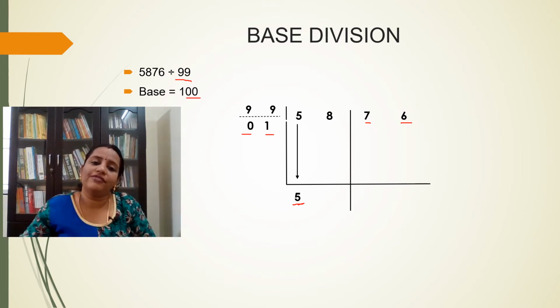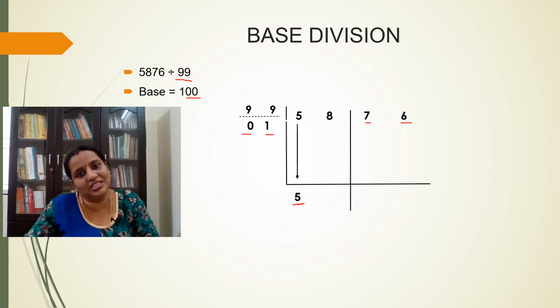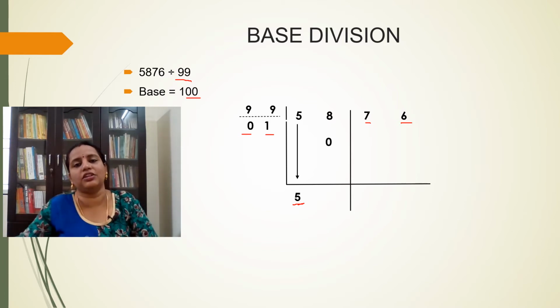Come on here. 5 into 0 will be 0. So I'll take that 0 to the next dividend digit place. Okay, and next what I have to do? 5 into 1. 5 into 1 will go for the next succeeding digit. It has to go on succeedingly, isn't it? Yes. I'll take that 5 into 1 to the next succeeding digit.